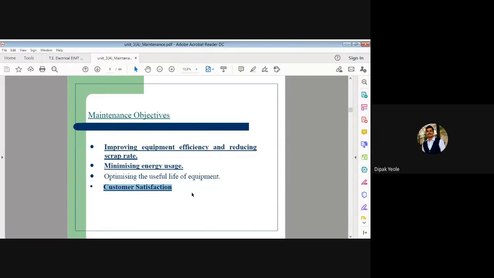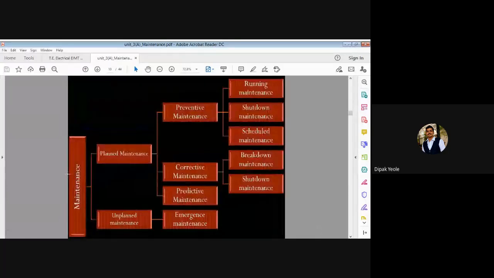Yes, so customer satisfaction is very important in the maintenance department. Yes, so this point I have not included in the diagram, but this point you have to take care. So these are the types. Now this is very important, and in the interviews, you can say the power plant interviews, or in the state government interviews, these types are surely asked.